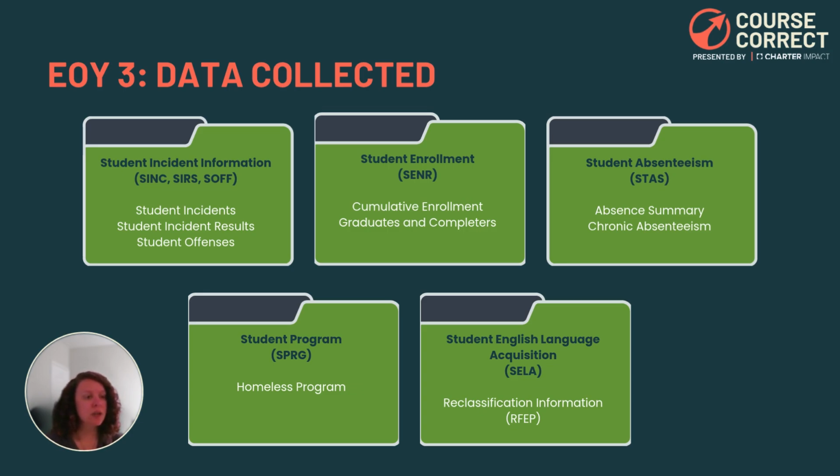And for the next file, we submit information about homeless students using the SPRG file. Now you might be saying we already submitted SPRG in EOY 2. We did, but what we certified in EOY 2 was not homeless. We certified those other programs that we had listed. Same file type, but we certify homeless information for end of year 3.